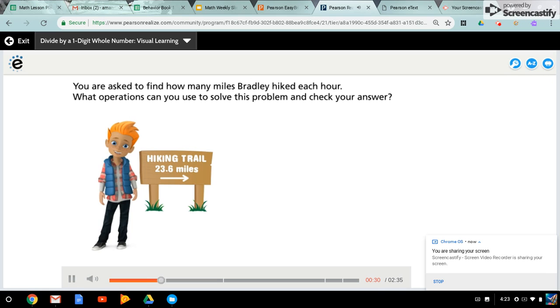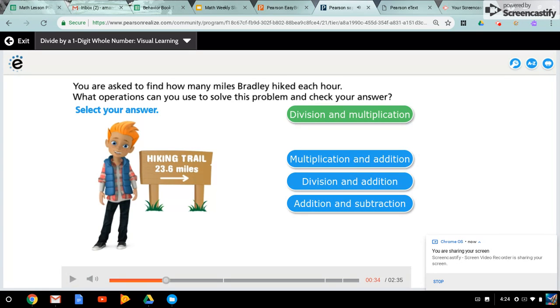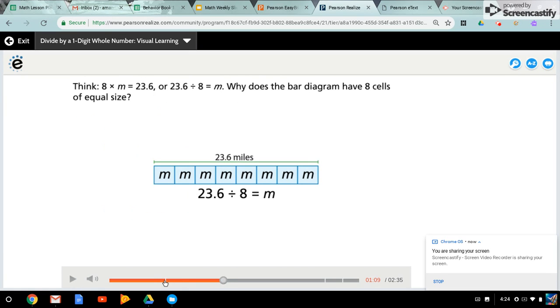What operations can you use to solve this problem and check your answer? We know that it's going to be division and multiplication, because when we divide, we can use the opposite operation of division to check our answer. The opposite of division is multiplication. So that's how we know that's the right answer. We're going to skip this section and go on to the next one.